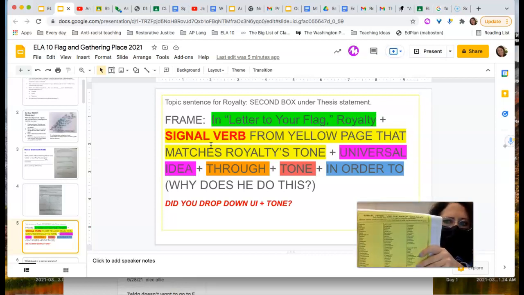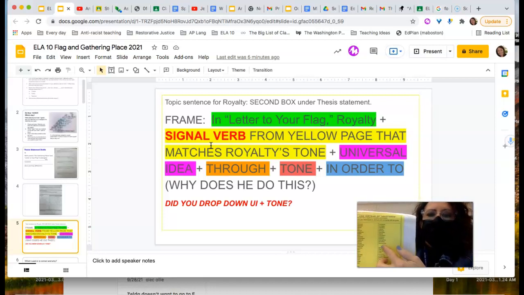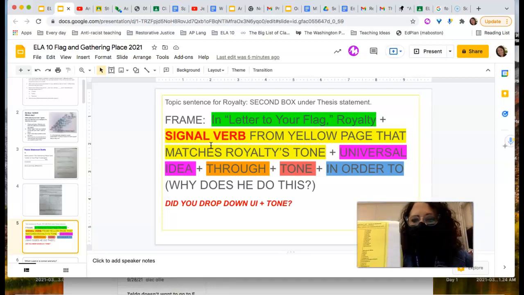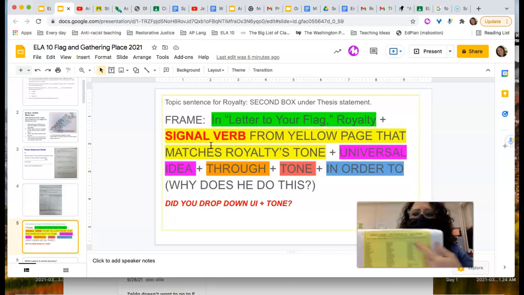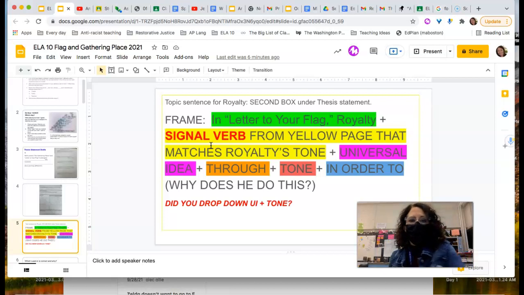So you should have glued this in the other day. You need to take a signal verb from here that matches the same feeling or connotation. Remember, connotation is our word this year. It gives you a feeling of a word, right? Positive or negative connotation. You need to look through this signal list and choose one verb that matches the same tone as Royalty's tone in "Letter to Your Flag." I think we can all agree by now that the tone that Royalty uses is negative. So it has to match this negative. You have to find a negative verb on this signal verb list. And that's where this goes, right?